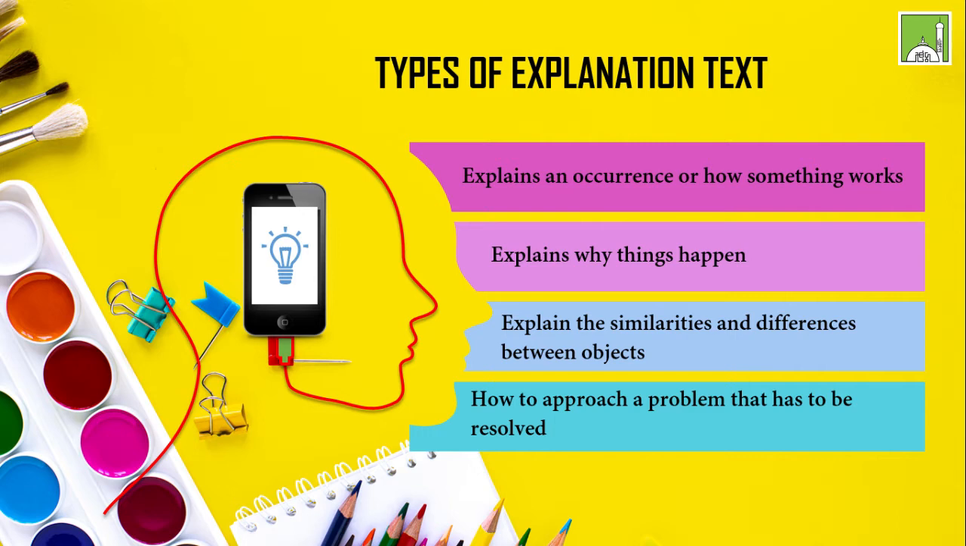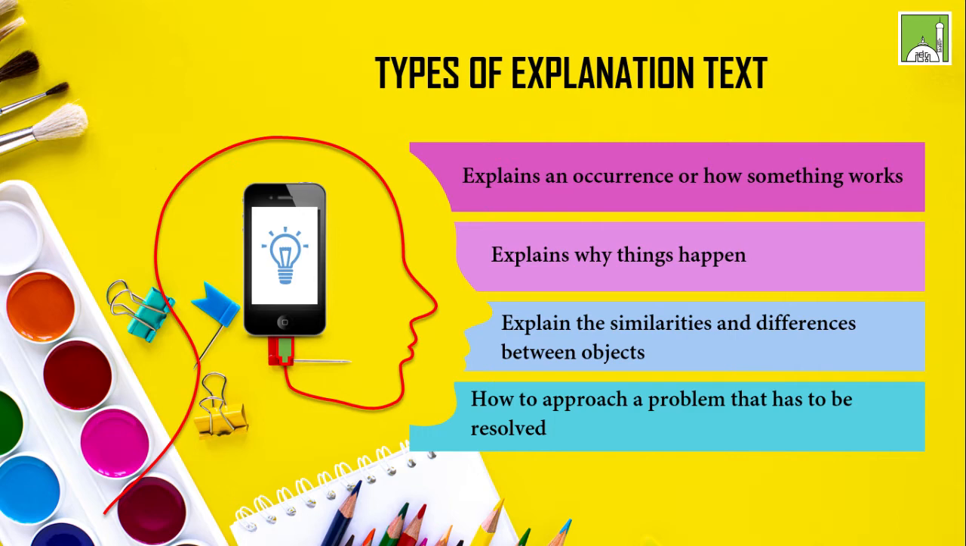There are several types of explanation texts that you need to know. Firstly, there is an explanation text that explains an occurrence or how something works. For example, how the respiratory system works, how rain exists, and something like that. And secondly, there is an explanation text that explains why things happen. For example, why does the social dilemma happen, and why is the earth round.